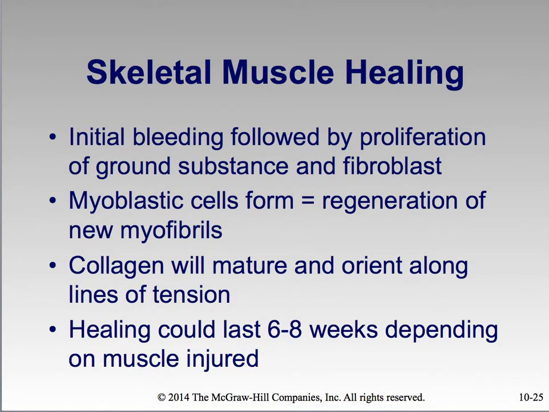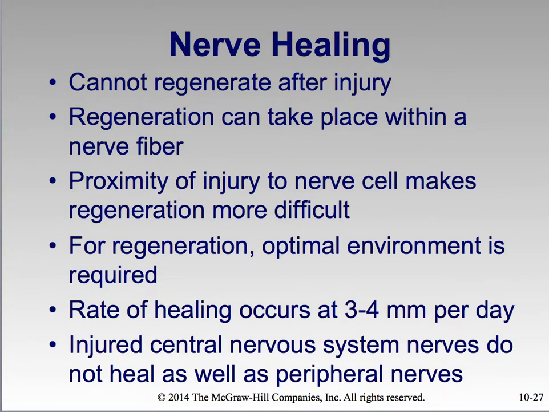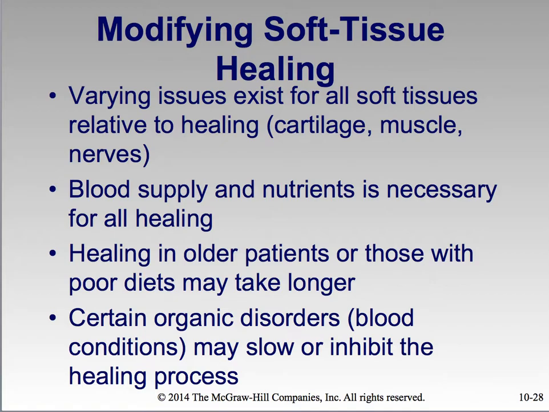Okay, so this is just for the review, so I won't go over this too much, but tendon healing, nerve healing. Okay, so modifying soft tissue healing. This also talks about how older patients or those with a poor diet may take longer to heal. That's why it's important if you ever do get injured: eat very well, very healthy, drink a lot of fluids, exercise still. The more in shape you are, the faster you heal.